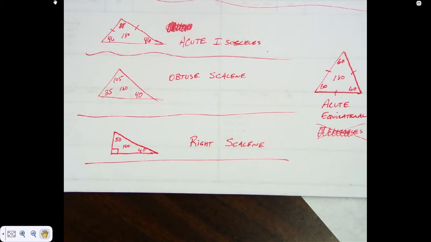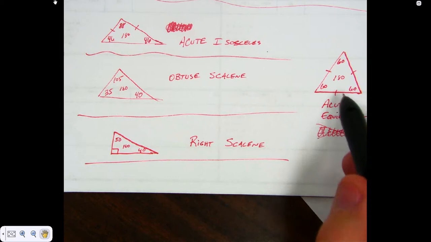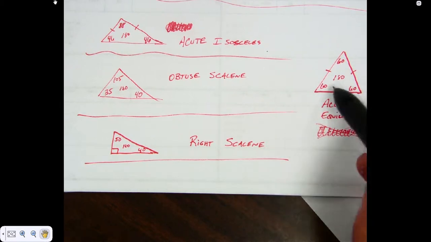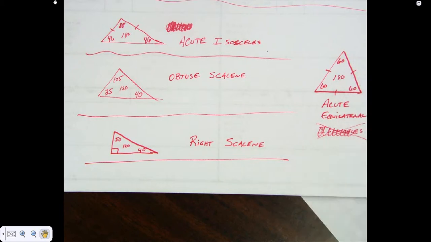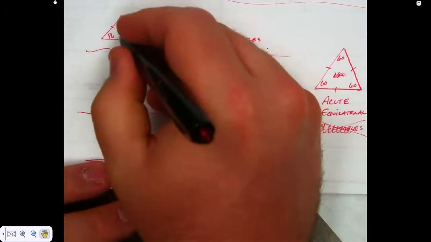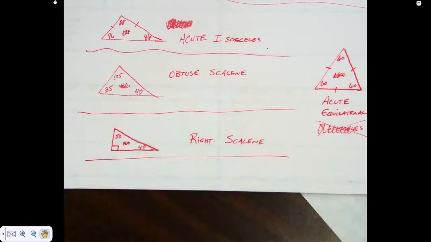So you can't have an obtuse one, because there's no way to split 180 up evenly other than 60, 60, 60. So it's always an acute what? Equilateral. And we'll get into more stuff later, but that's an important fact that we'll get into a little more in the future as well. Okay?